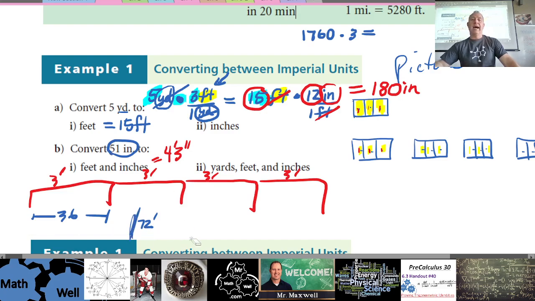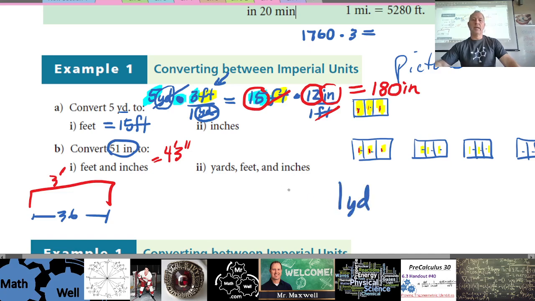So I have 1 yard, 36 inches. So how many are left over to 51 there now? What is that? 15? 15 inches? Okay, that's what's left over. So how many full feet do I have inside there? I have 1 foot.